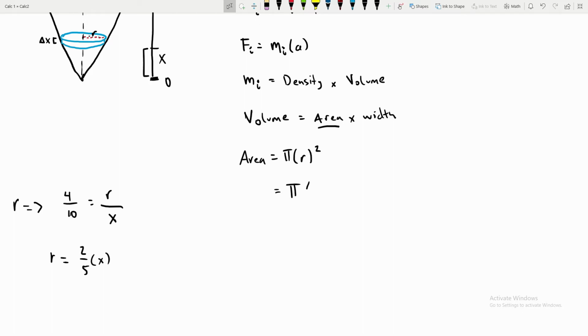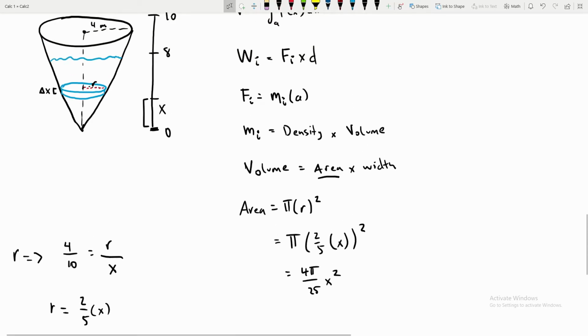So our area is going to be pi times 2/5 x squared. Again, we can simplify this to say that it is 4pi/25 x squared. And there we go. We have figured out the area of the ith layer right here. So this is just the area. This is just the top, right?